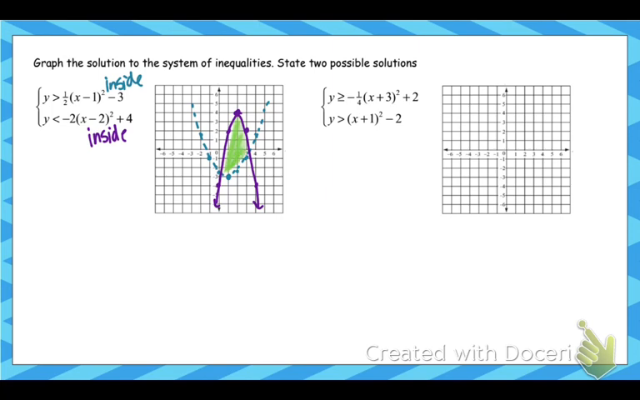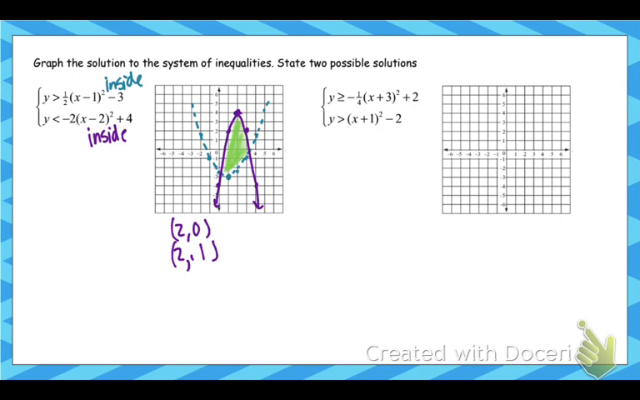So it says to give 2 possible solutions, so any point in that shaded region. Okay, 2, 0 is a possible solution. 2, 1 is a solution. 2.1 is also a solution. So anything that falls within that shaded region would work.